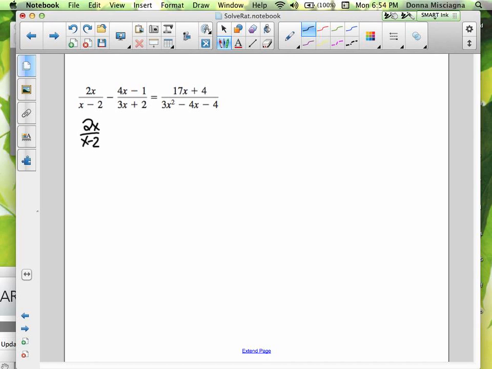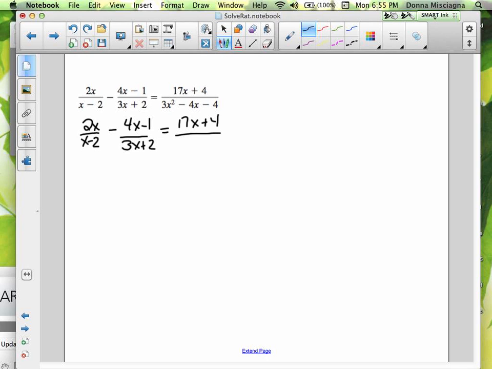All right, let's take a look at the next term here. Well, we got a 3, I can't do anything with a 4x minus 1 either. There's no common factors. It's nothing quadratic. No common factors for the 3x plus 2 either, or the 17x plus 4. But what we could factor is the 3x squared minus 4x minus 4.